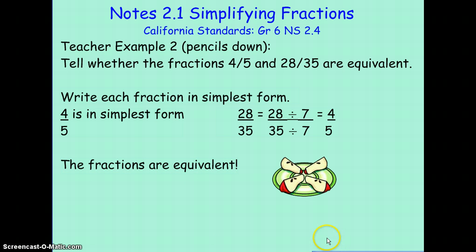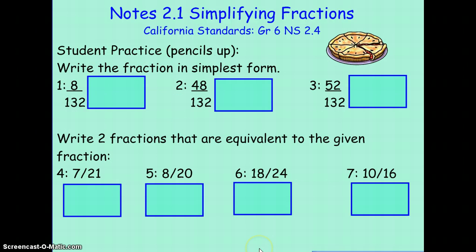Okay, now I'm going to have you go ahead and try some out on your own. Go ahead and do these 7 problems. The first 2 ask you to write the fraction in simplest form, which means reduce it as much as possible. If you choose, you can write it out using prime factorization, or you can simply divide both the numerator and the denominator by the same number. Either will work. You'll get the same answer both ways.